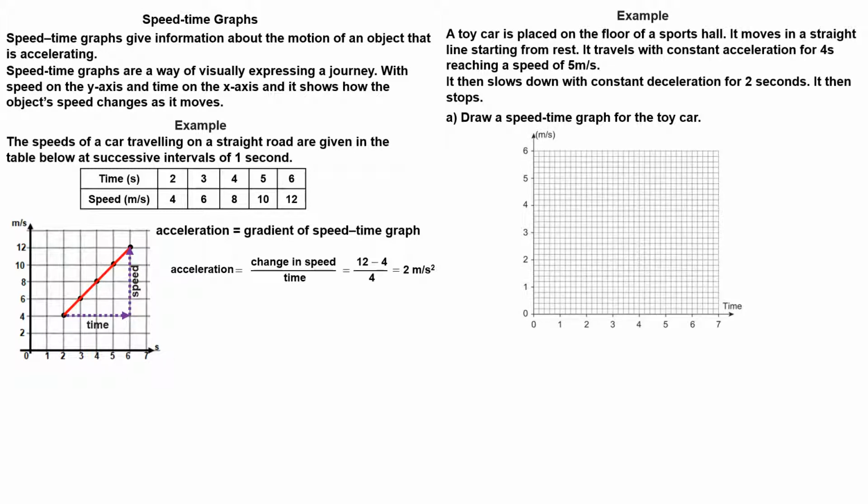It moves in a straight line starting from rest. The initial speed is 0. It travels with constant acceleration for 4 seconds, reaching a speed of 5 meters per second. It then slows down with constant deceleration for 2 seconds. It then stops.